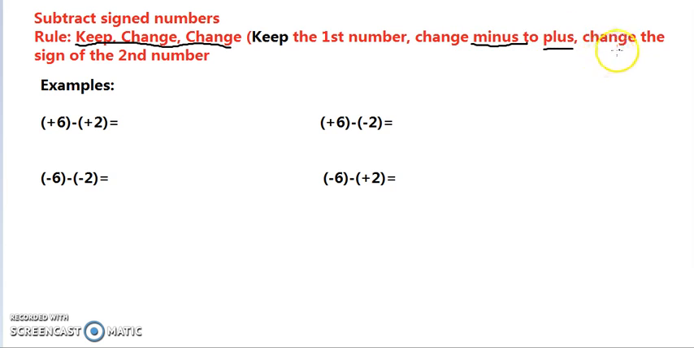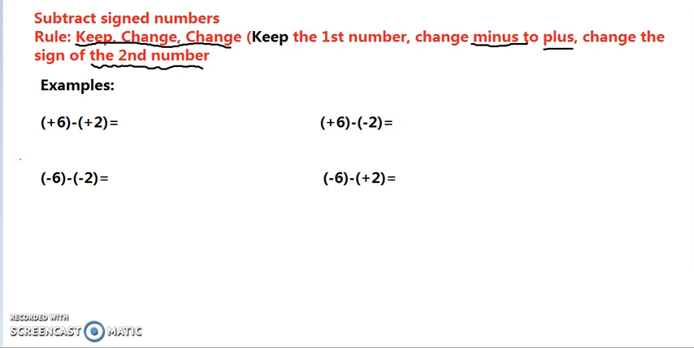And the third change means we change the sign of the second number, because we don't know the sign of the second number. It could be plus. If it's plus, we will change the sign of the second number to minus. If it's minus, we're going to change the sign to plus. Okay, so let's take a look at some examples.